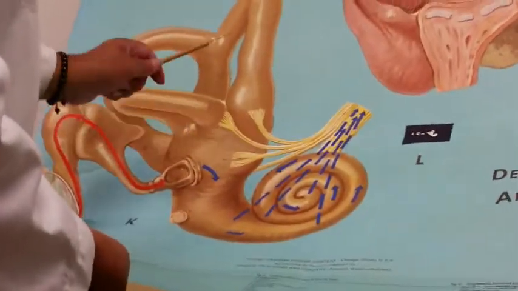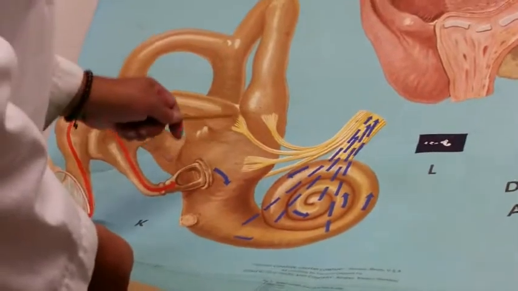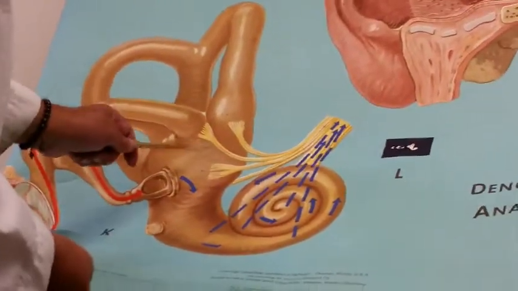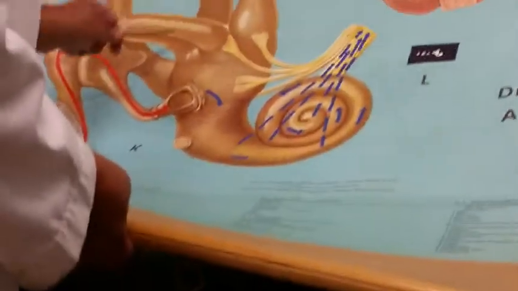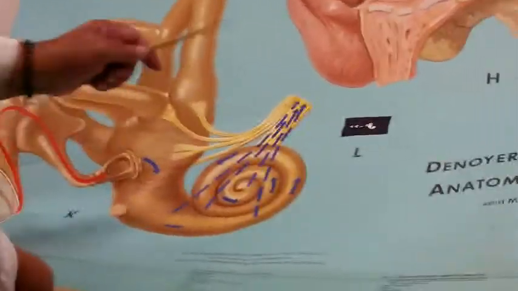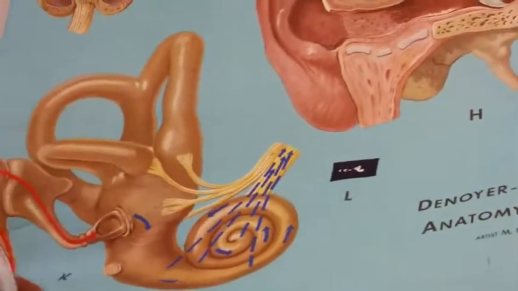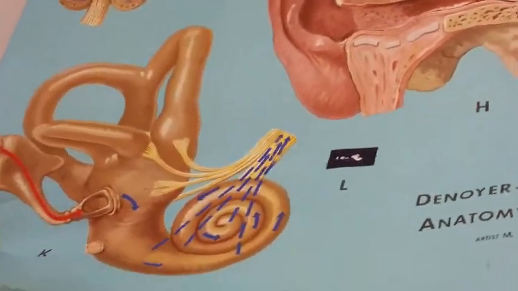When the nerves come to the vestibule, this part of the tube is the vestibule. The vestibule is between the semicircular canal and the cochlea. When it hits the cochlea, it's the cochlear nerve. Combining, it's called the vestibular cochlear, or cranial nerve number 8.